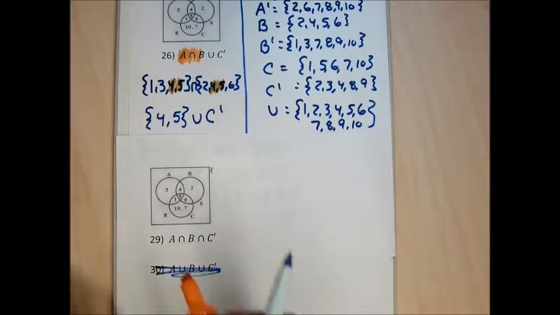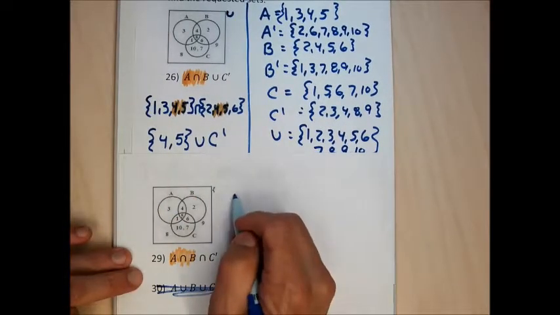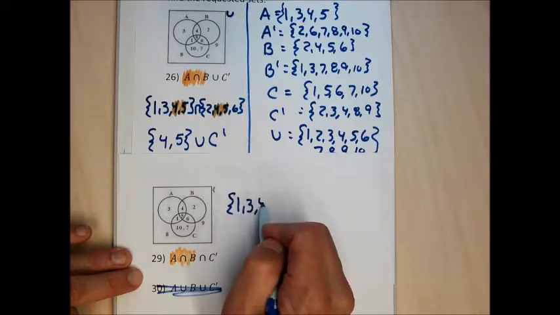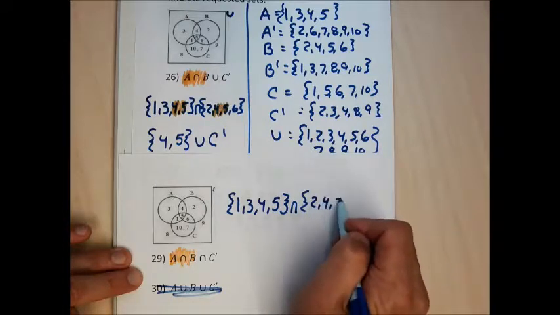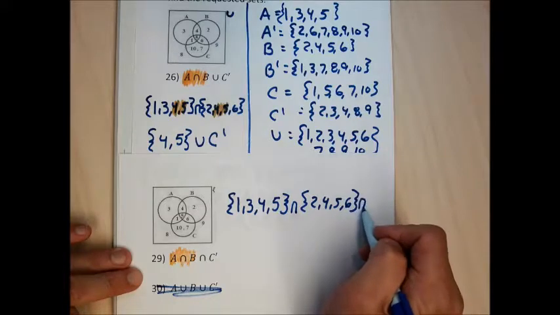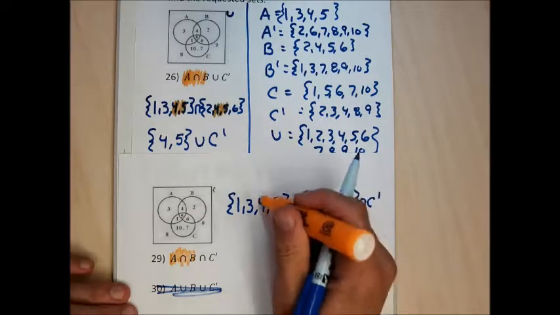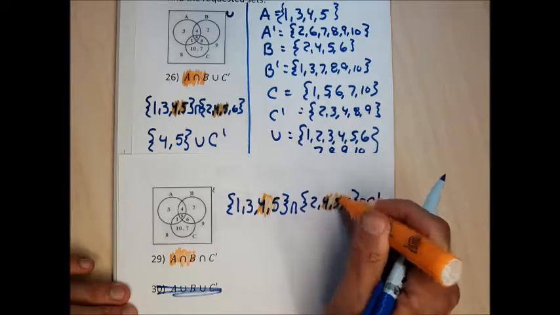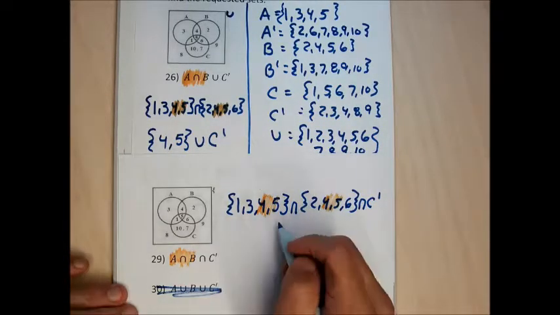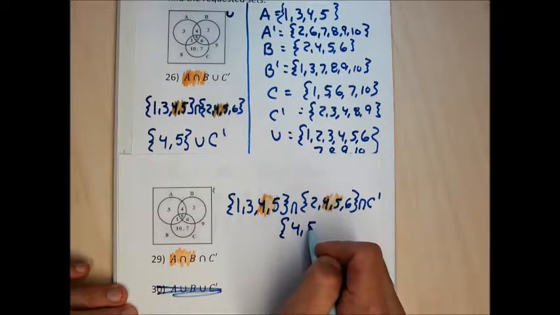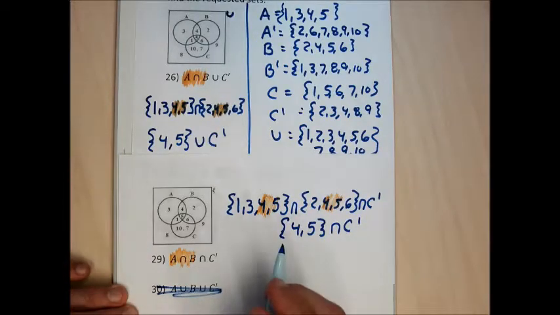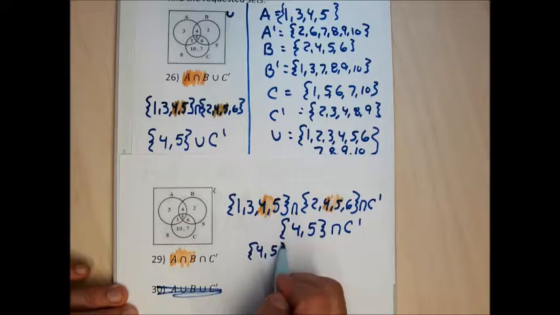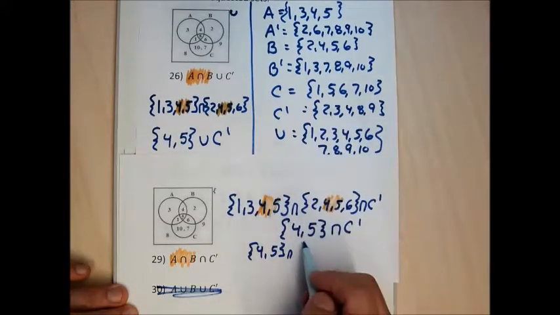So for 29, first thing I'm going to do is A intersection B. Can't see A anymore. But for the A intersection B, A is equal to 1, 3, 4, and 5. I'm going to intersect that with B, which is a set containing 2, 4, 5, and 6. And then in a bit, I'm going to intersect it with C complement. The intersection part of the A and B is what the A and the B sets have in common, which is the numbers 4 and 5. So the A intersection B part can be replaced with a set containing the numbers 4 and 5. And now I want to intersect that with C complement. In place of the C complement, I'm going to put 2, 3, 4, 8, and 9.